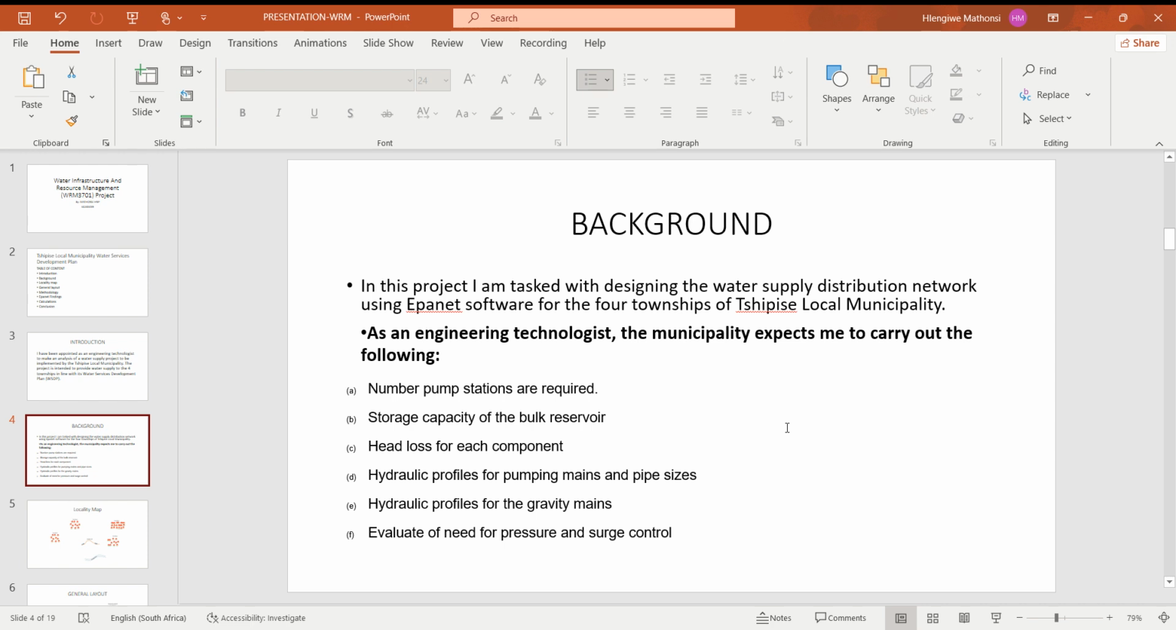As an engineering technologist, the municipality expects me to carry out the following: the number of pump stations required, the storage capacity of the bulk reservoir, head loss for each component, hydraulic profiles for pumping mains and pipe sizes, hydraulic profiles for the gravity mains, and evaluate the need for pressure and surge control.